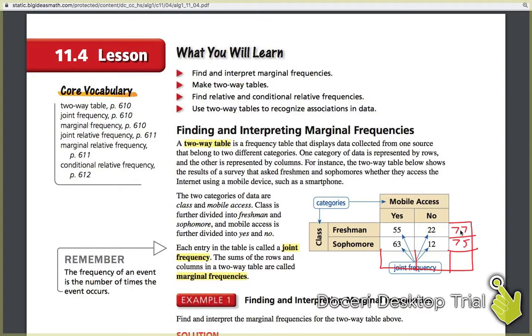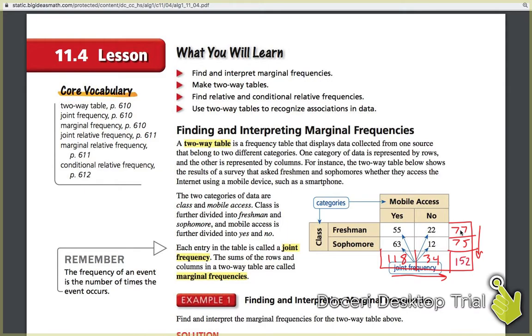I can do the same thing going down. This is going to give me 34. This is going to give me 118. And then there is one in the corner. That one in the corner, I can either add this way or add this way. They both should give me the same thing, which is 152.